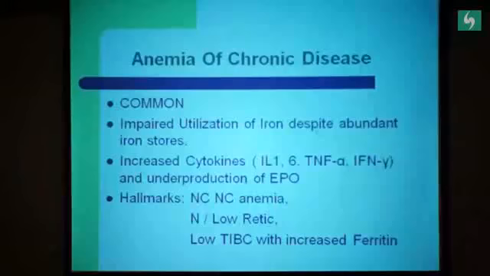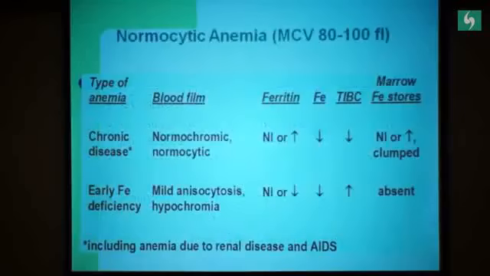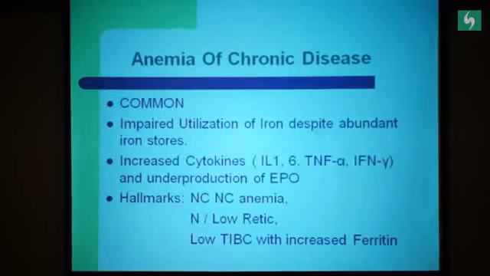So that's why the ferritin will be high and serum iron will be low, and this is all happening because of cytokines. These cytokines, or underproduction of erythropoietin, will prevent the iron from being released from the macrophages. So that is the basic pathophysiology, and the hallmark, as I said, is normocytic normochromic anemia with a normal or low retic, low TIBC, low iron with increased ferritin and increased marrow iron stores.